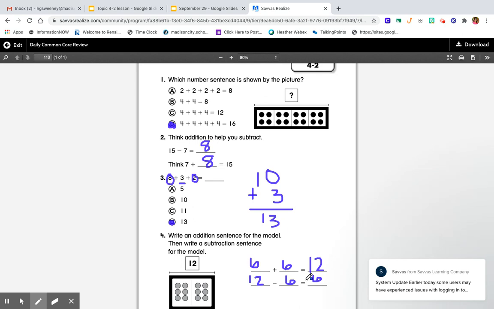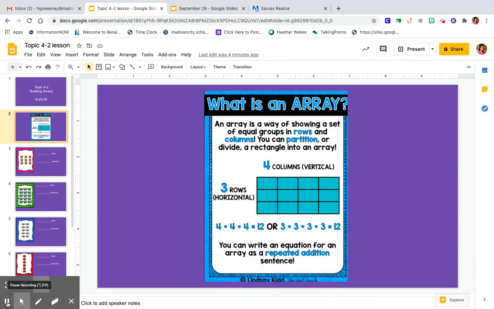Now we're ready to actually get into our lesson. Today we're going to be discussing building arrays. So let's review what an array is. An array is a way of showing a set of equal groups in rows and columns. You can partition or divide a rectangle into an array.